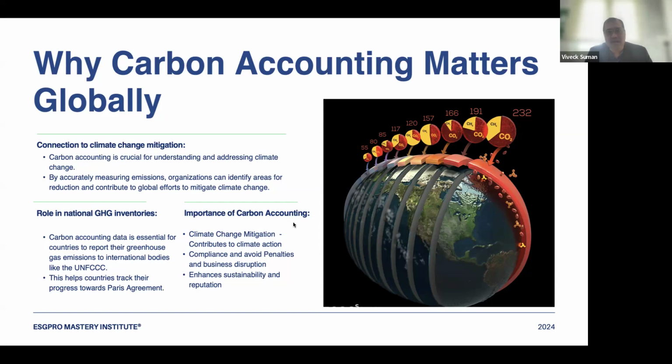The second is, of course, compliance to avoid penalties and business disruption. And third is enhancing the sustainability and reporting of the company.